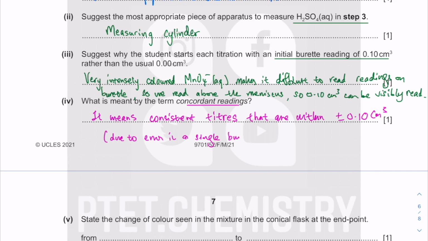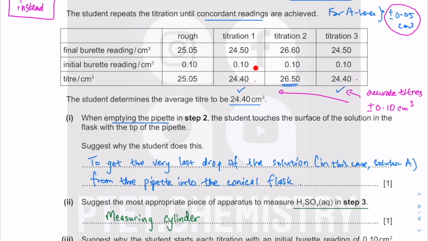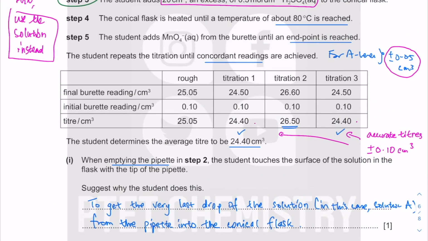A single burette reading has an error of plus minus 0.05 cm³. So if you take one reading on the burette, there's an error of plus minus 0.05, and this is your other reading plus minus 0.05. So your maximum error in a single titer is going to be plus minus 0.10. So your level of accuracy has to be consistent to plus minus 0.10 cm³ for it to be concordant titers.